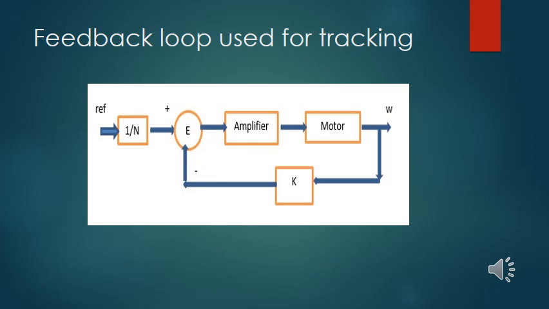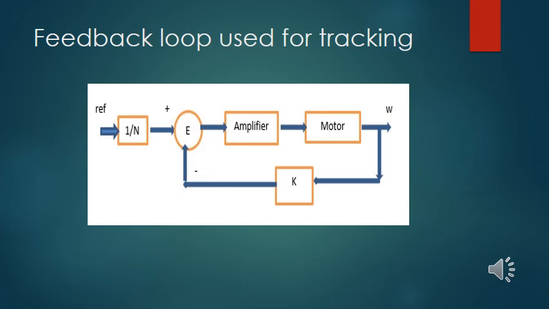Here we can see the usage of an amplifier. An amplifier is used basically to give the motor an output voltage. Now the motor takes the input from the amplifier as its voltage and gives us an omega. So we need to control the voltage coming from the amplifier to control the angular velocity of the motor.